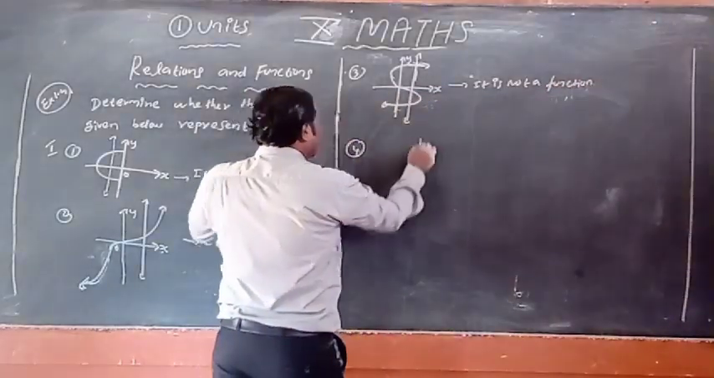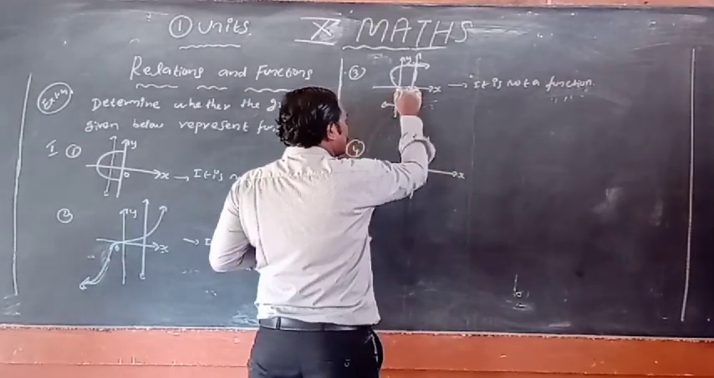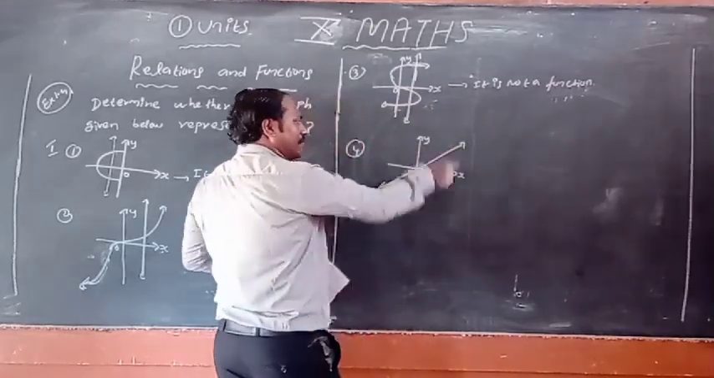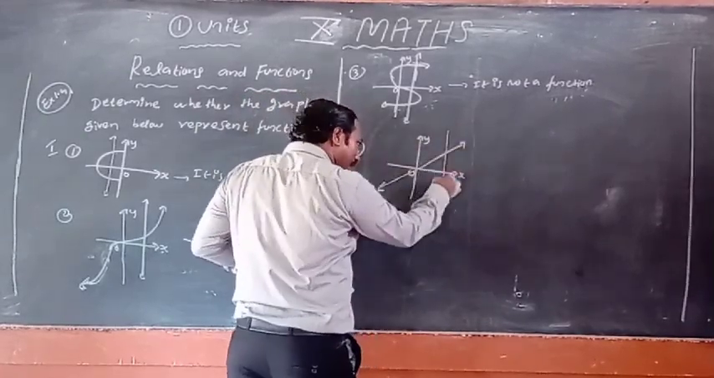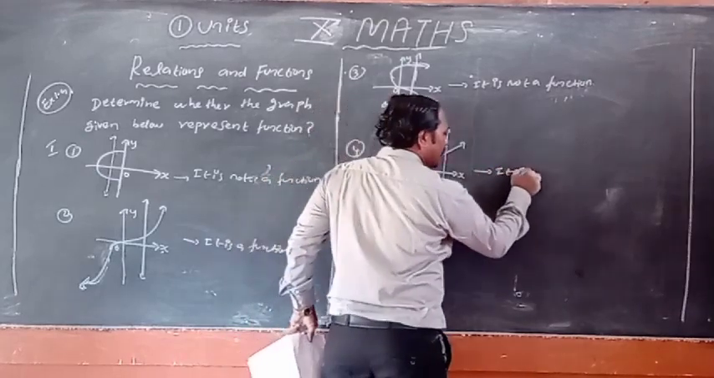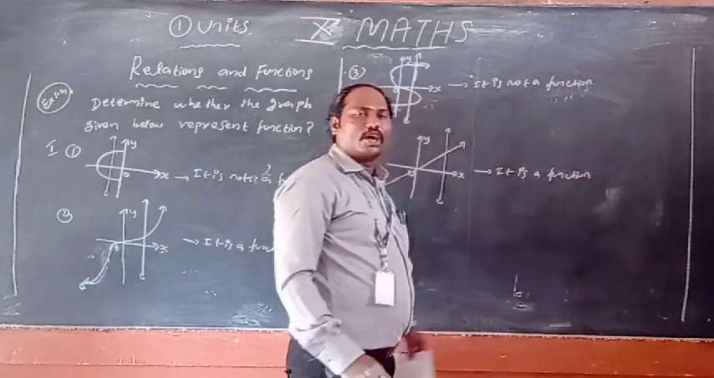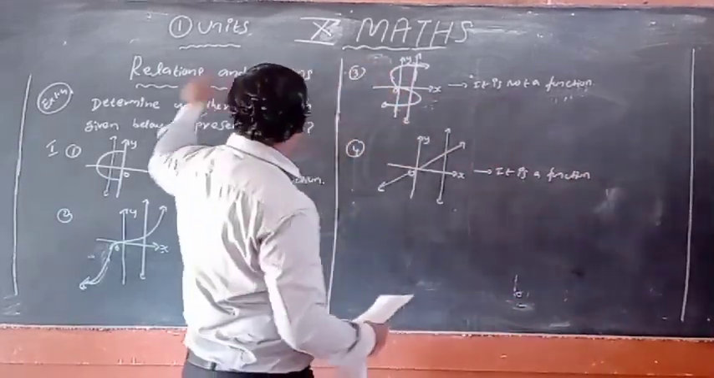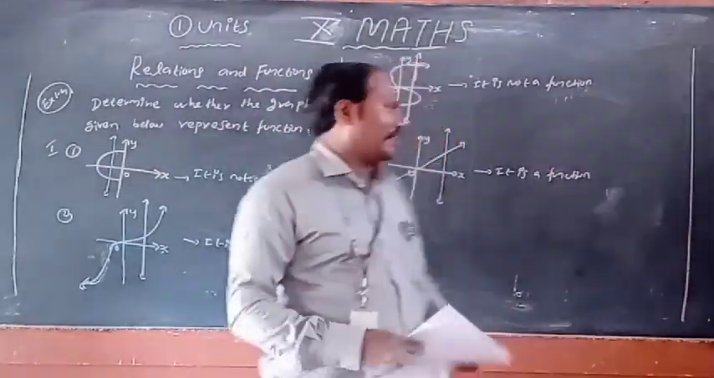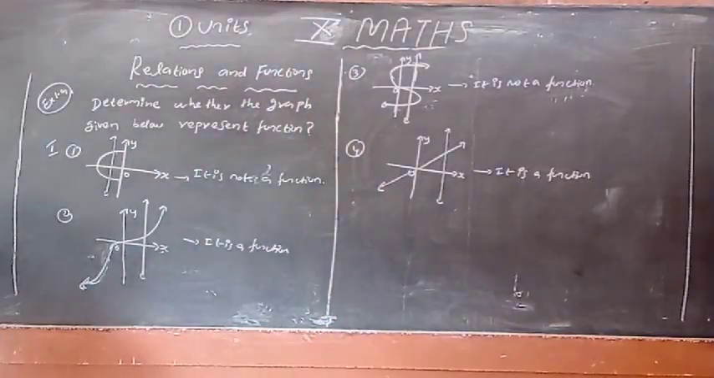Fourth one. The diagram is given according to the given data. Draw a straight line. The line cuts at one place, so it is a function. Function or not a function, how to decide it? You draw the line. If the line touches at one place, it is a function. More than one place means not a function. Any doubts? Very good. Go to the next one.